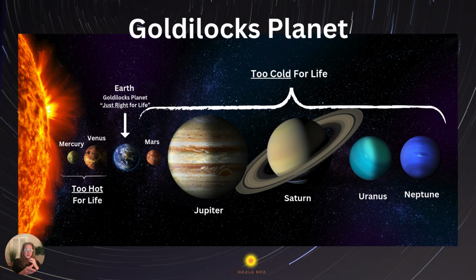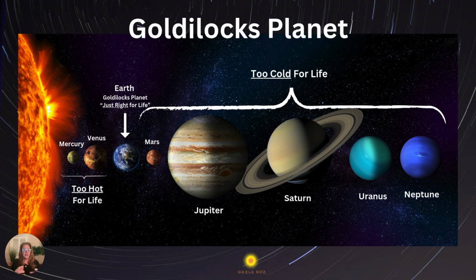If you look here, Mercury and Venus are closer to the sun than the Earth, and it's too hot for life there. As of now, we don't know that there's any life on these planets. Too hot. All the other planets that are further from the sun than the Earth, Mars, Jupiter, Saturn, Uranus, and Neptune, are all too cold to sustain life. So that's why the Earth is called the Goldilocks planet. We found the perfect home in the whole universe.